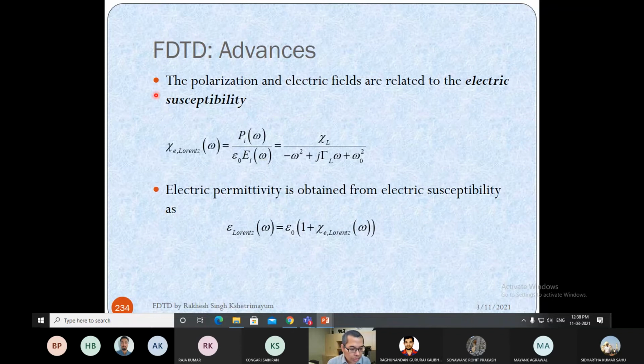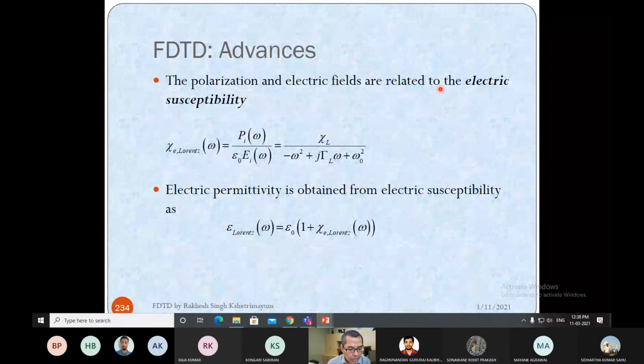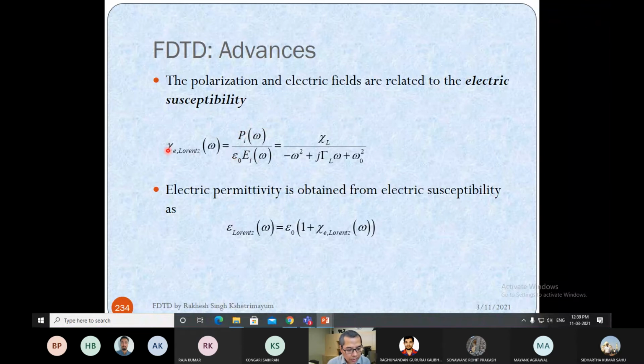Okay, so we define some material parameters like electric susceptibility. I think you must have learned this even in your +2, and later on also in the EM theory courses. We define electric susceptibility as the ratio of the polarization divided by the electric field. So we take the ratio of polarization divided by electric field into epsilon naught, then we get the electric susceptibility. Electric susceptibility will be denoted by chi E, E for electric susceptibility, L for Lorentz.